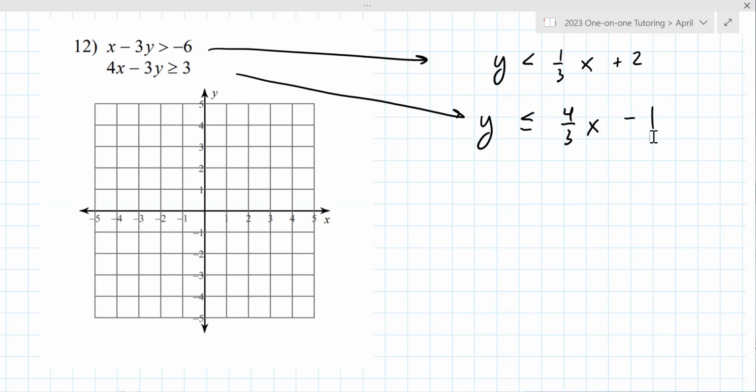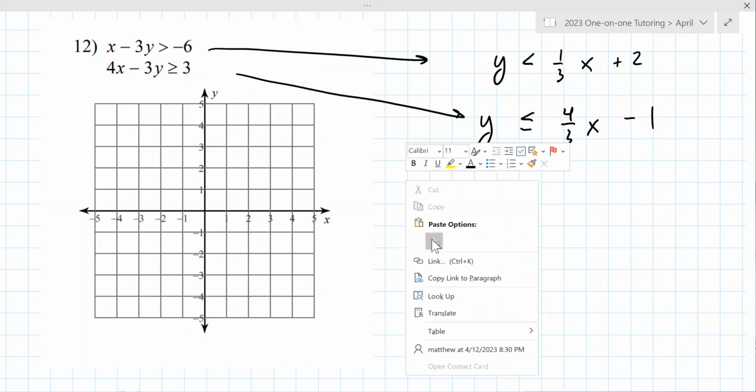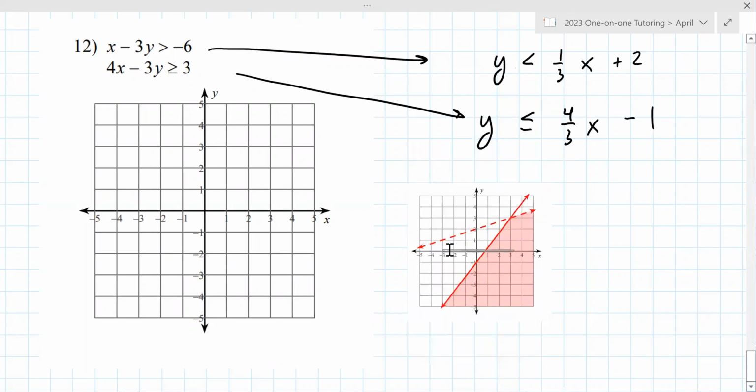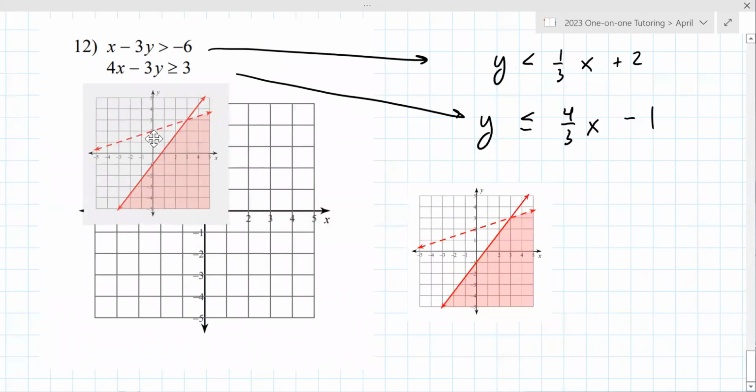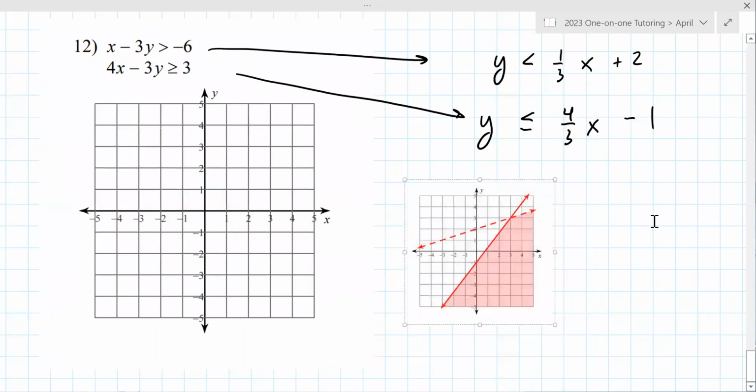All right, got it. Okay, so you got your final answer here? Mm-hmm. All right, let me snip it in and you can compare to what you got. I kind of already hinted at what it would look like, but do you have something that looks like that? Yes. Perfect. Okay.